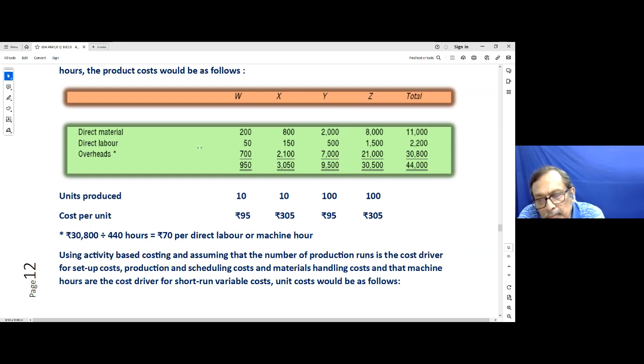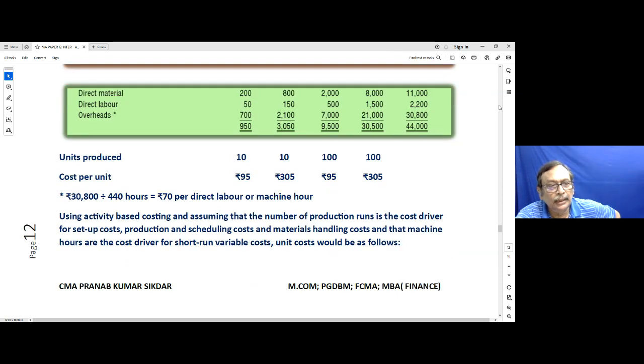So in this single rate or volume related concept, labor or machine hour being the same, the recovery rate per direct labor hour is 70 and the machine hour rate is also 70. Now, using activity based costing instead of the traditional method, assuming that the number of production runs is the cost driver for setup cost, production and scheduling cost, and material handling cost, and that machine hours are the cost driver for short run variable cost, unit cost would be as follows.